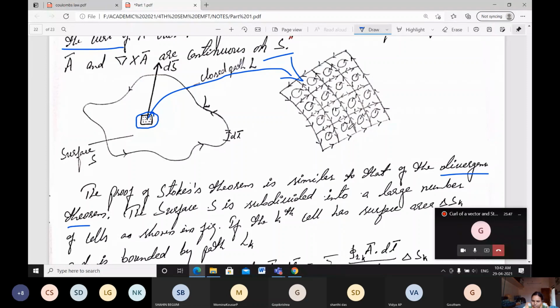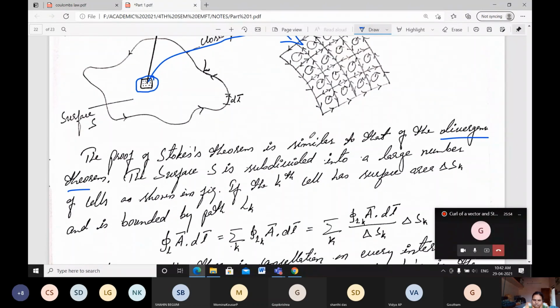Here it is, one for the circular, again one more. Like this, it is going to be subdivided into a large number of cells, as shown in the figure. If the kth cell has surface area delta Sk and is bounded by the path Lk, this is the path for this, for this, and for this. Like this, all the cells are bounded by their path Lk.